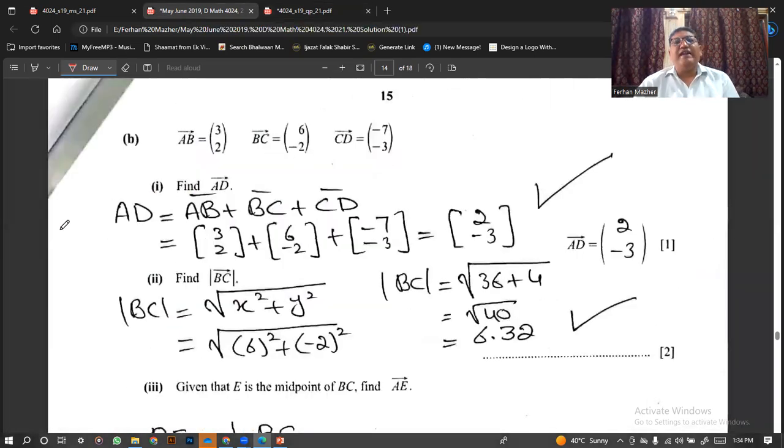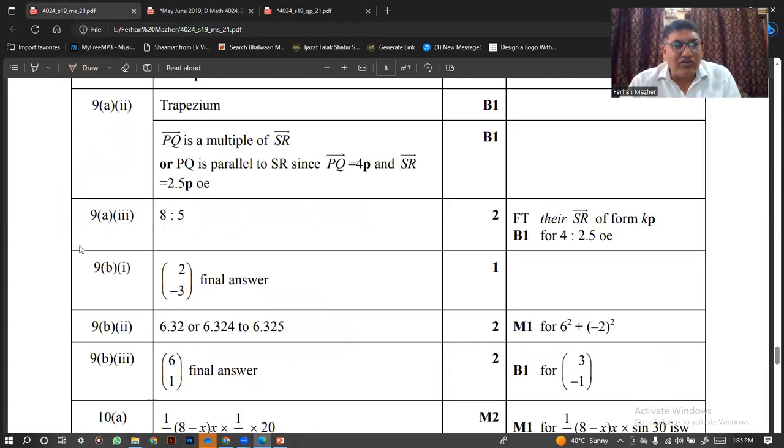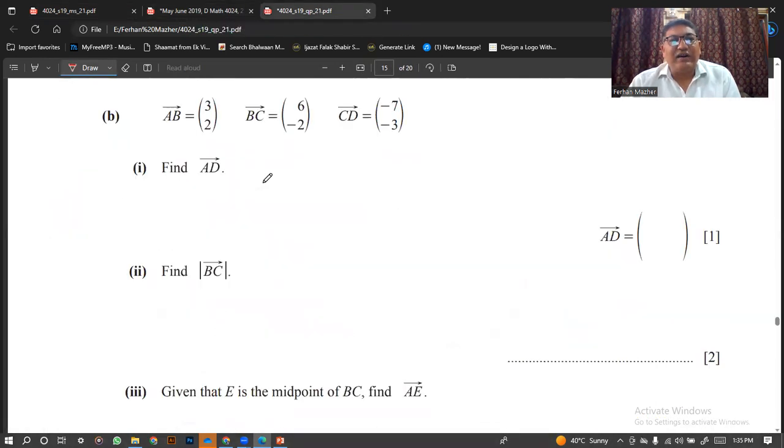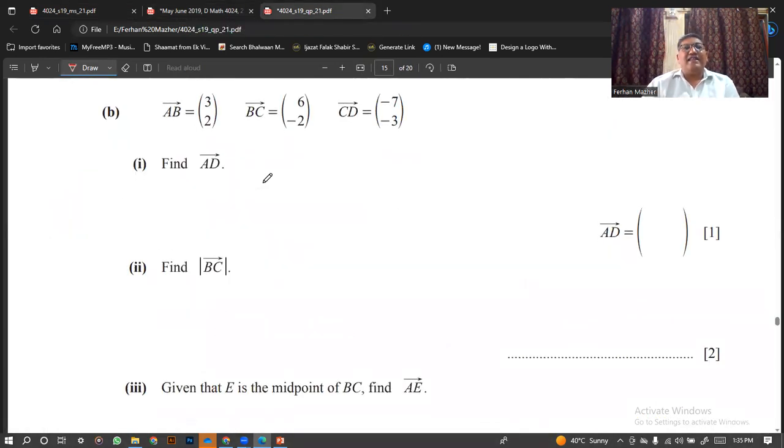Okay, so AD will be equal to AB plus BC plus CD. So it will be 3, 2 plus 6, minus 2 plus minus 7, minus 3. So the x will be added with each other, the y will be added with each other. So 3 plus 6 is 9, 9 minus 7 is 2, 2 minus 2 is 0, 0 minus 3 is minus 3. So the AD is 2, minus 3. AD is 2, minus 3, and that is the right answer, sir. Okay, so we are going to the next part. He says, find the length of the BC or determinant of the BC.